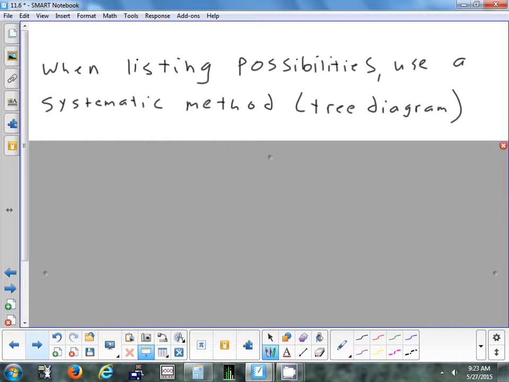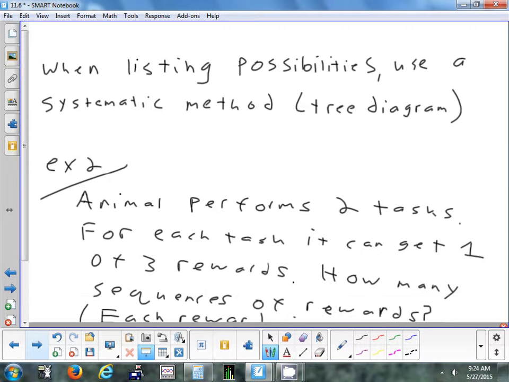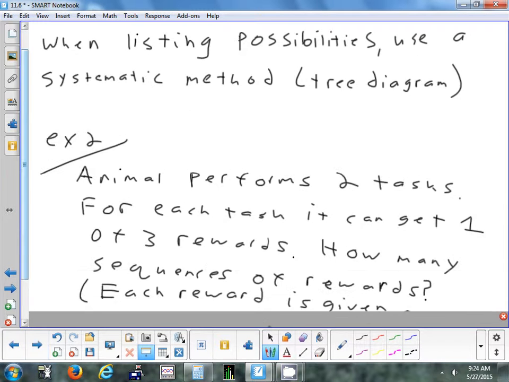Sometimes when we list out possibilities, listing is good. Sometimes a diagram, like a tree, is also good. This is sometimes called a decision tree. Each time you make a decision, you branch off in that direction. And then if you have more decisions, you branch off of that.